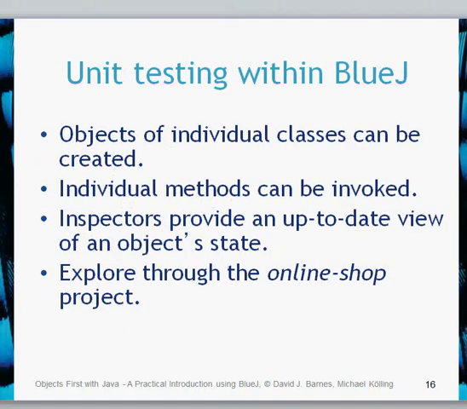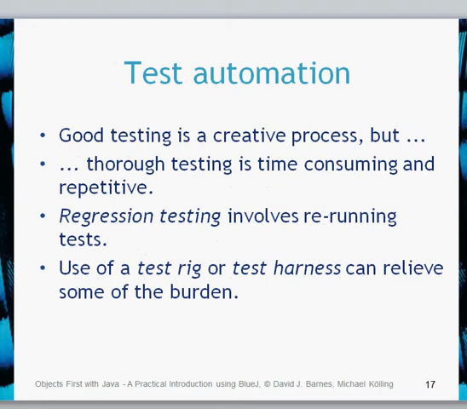So when we are working with our objects and with our classes, we often need individual methods which will be called on our classes and objects. We need to test those methods. We can use something like an inspector to provide an up-to-date view on an object state, and hopefully you've done that on previous exercises where you've investigated the online shop project. Although this is useful, really we need to have some way of automating our tests.